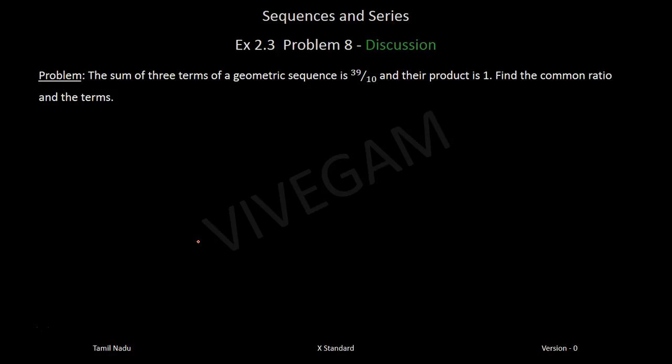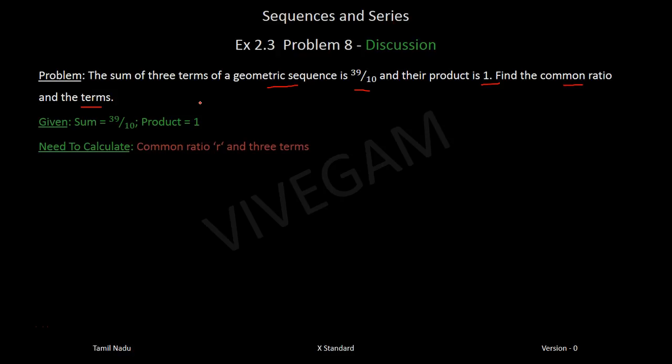But anyway, let's mark what is given here. It's a geometric sequence. The sum of the three terms is 39 by 10. Their product is 1. Okay, sum equal to 39 by 10, product equal to 1. So what are we asked to calculate? We are asked to calculate the common ratio and the three terms basically. Right? There is no formula here. The hint is we'll have to take the three terms as a by r, a and ar.